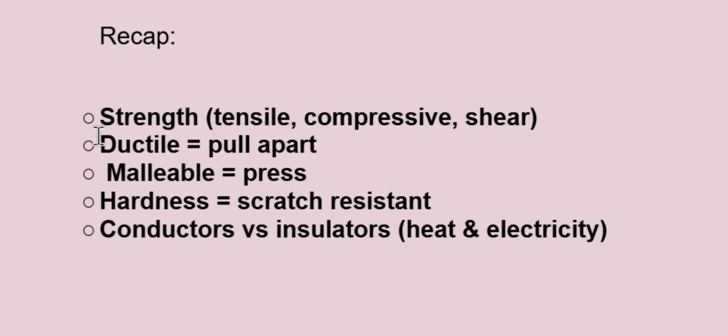Right. Then if a material is ductile, that means you can pull it apart and it does change its shape, but it doesn't break. Right. Malleable is the same thing. If you press it or hit it, compress it, again, it will change shape, but it won't break. Hardness just means scratch resistance. Again, you can drop it, you can hit it, do what you want to it, but it won't scratch if it's a harder material. And then you've got conductors and insulators. They're the opposite. A conductor allows heat to pass through it or electricity to pass through it. An insulator doesn't.